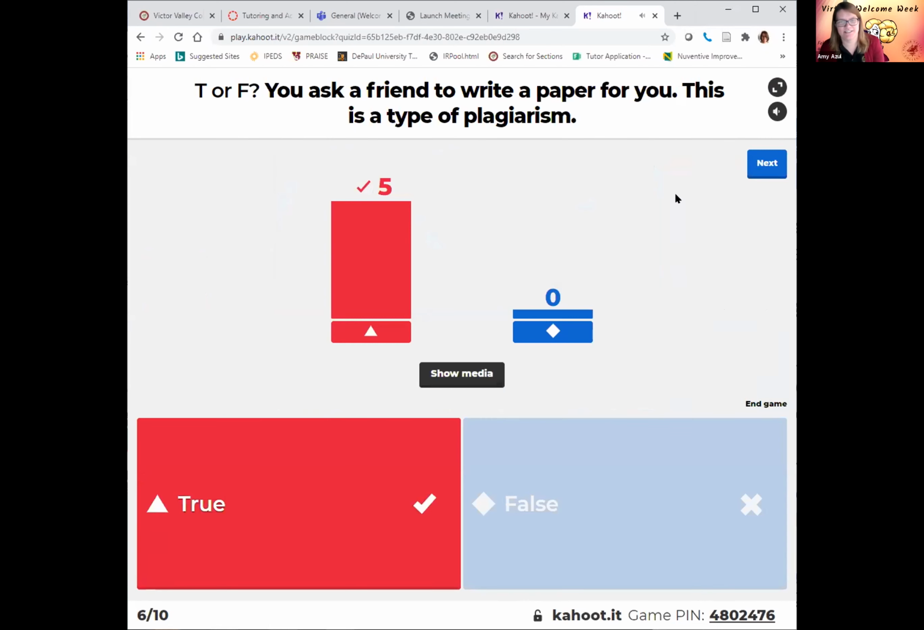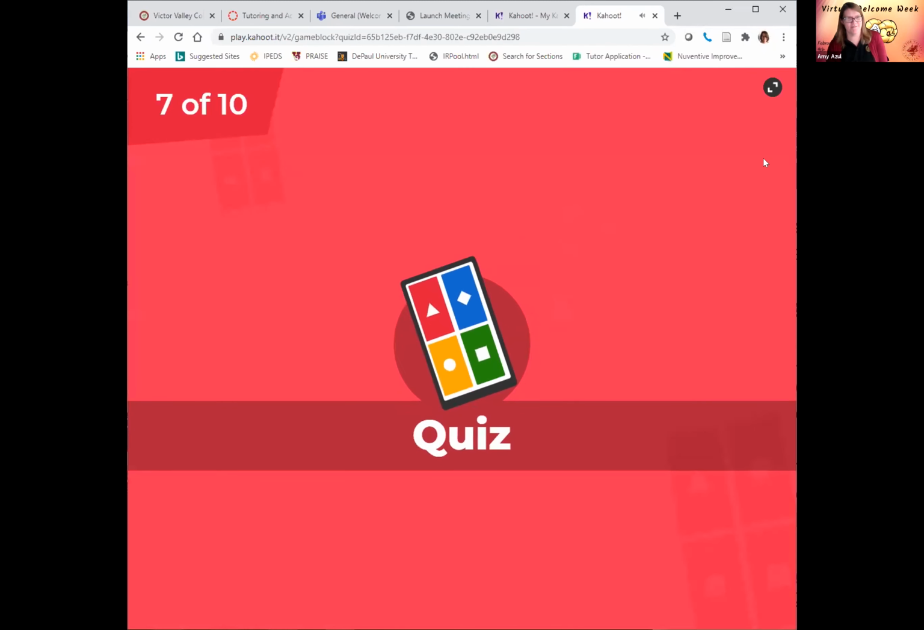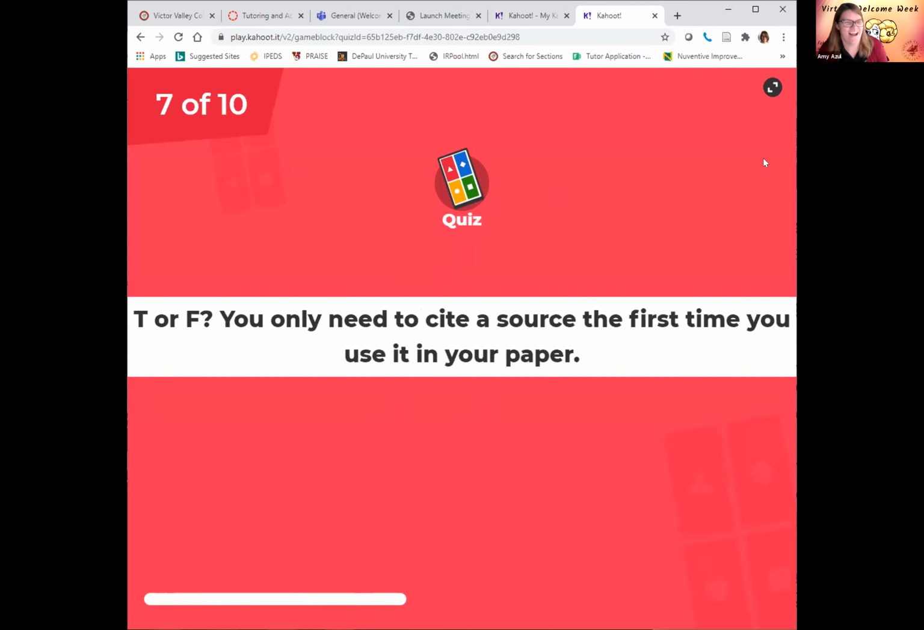I've had folks who've written papers for others on the down low contact me, and actually the person who wrote the paper is equally responsible as the person who hired the person to write the paper. So MC, you're still there. You're still number one. Good job. Keep it up. All right, true or false?